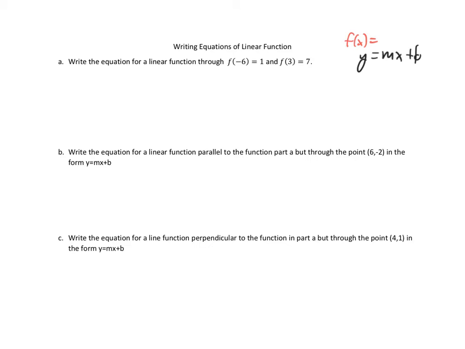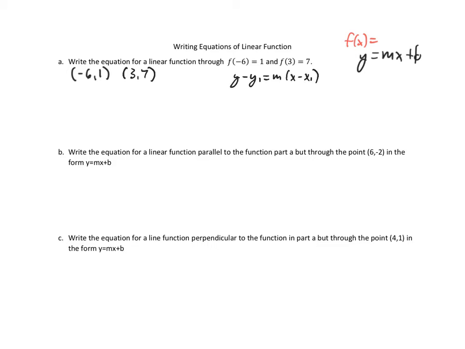So we want to write a linear equation for the function through the points negative 6, f of negative 6 equals 1, and f of 3 equals 7. That's essentially the same thing as the points negative 6, 1, and 3, 7. We also previously discussed point slope form. And what we can do is use this point slope form and eventually convert it into slope intercept form.